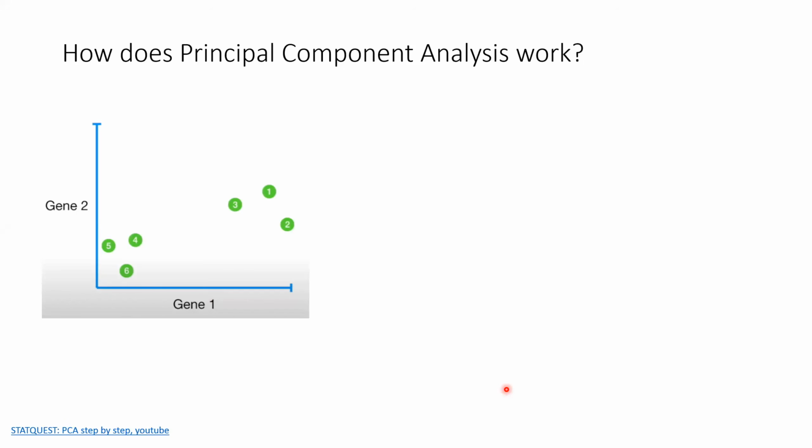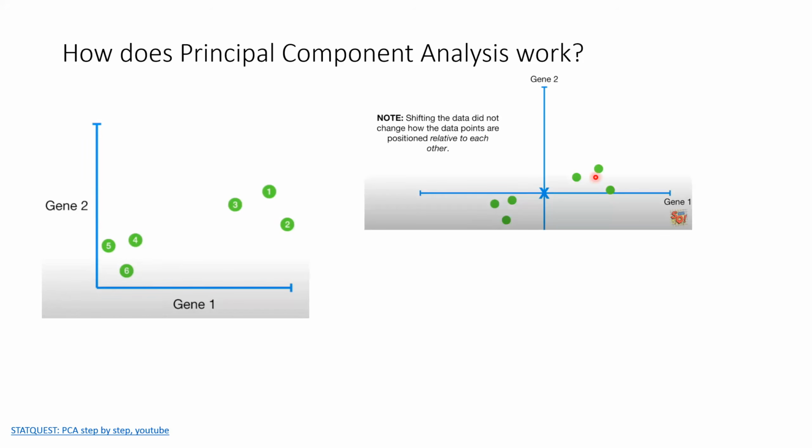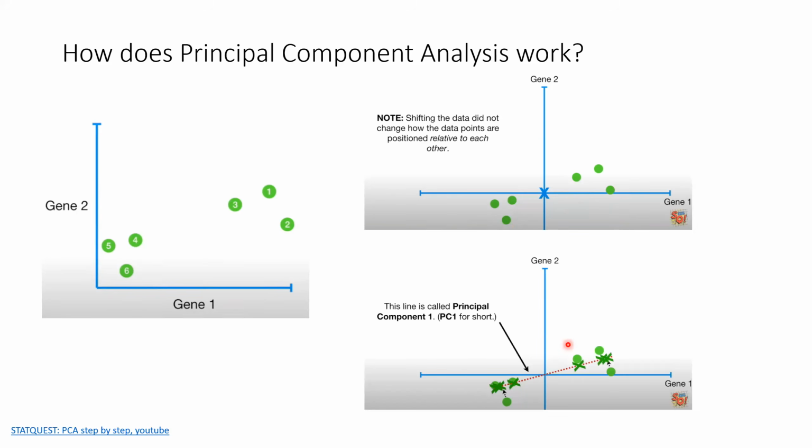So let's briefly go through PCA step by step. So first, imagine a scenario where we have 6 cells and 2 genes, and we plot the cells based on the UMI counts for gene 1 and gene 2. The cells appear to naturally fall into 2 groups, one cluster here and another here. And the first step in PCA is to mean center the data. This just shifts the points so that the center is now the origin. This does not change how the data are positioned relative to each other. And then the next thing that we do is a regression to find the line that minimizes the distance from all the points. So this line is called principal component 1.